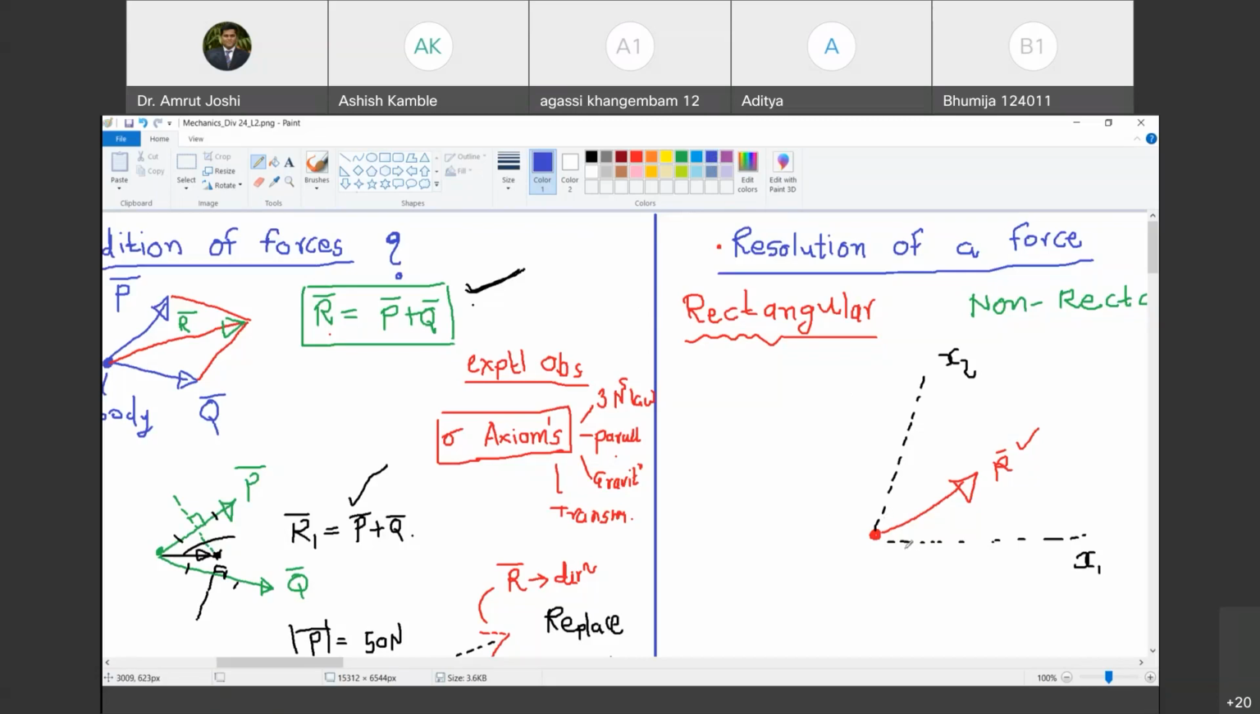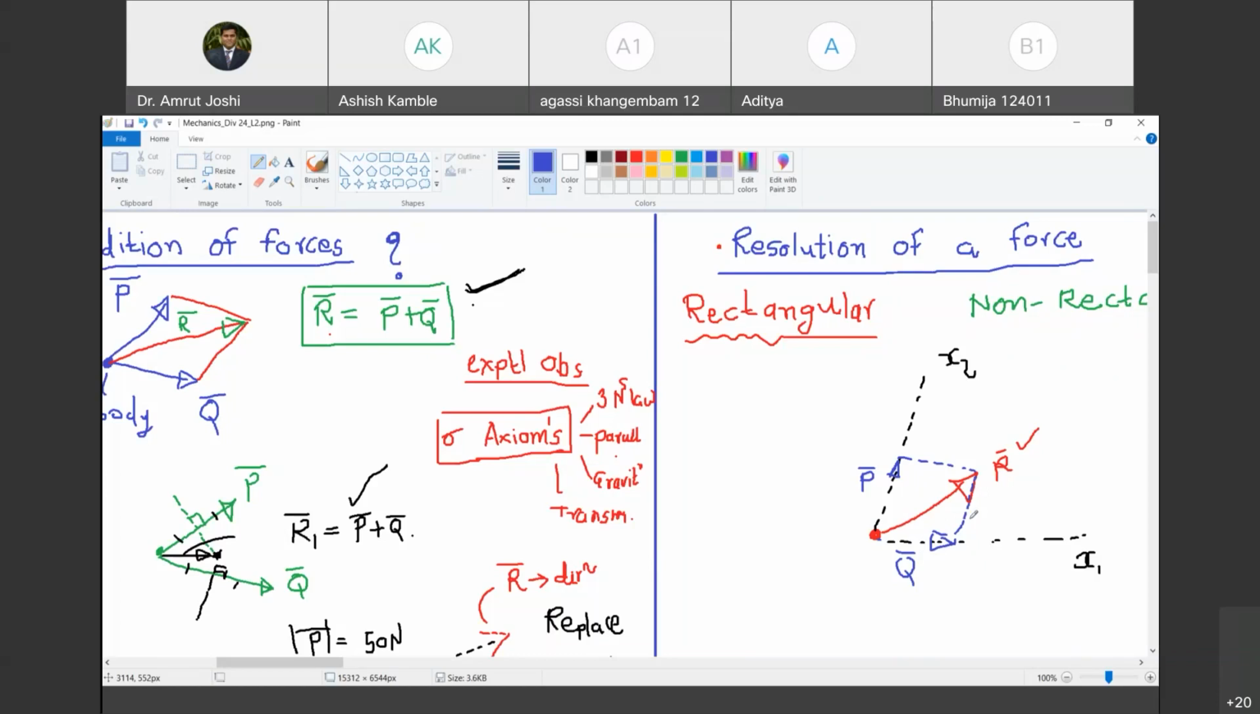So what is resolution of force? Look again, I am going to apply the parallelogram law. I am going to draw a line parallel to x2 from the tip of r bar. I am going to draw a line parallel to x1 from the tip of r bar, and I am going to call this force p bar. I am going to call this force q bar. So what are p bar and q bar? P bar and q bar are resolutions of r bar along x1 and x2 direction.